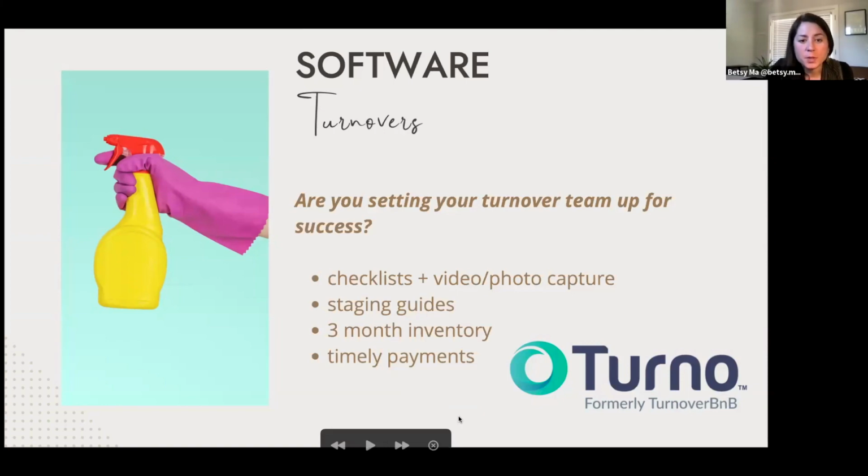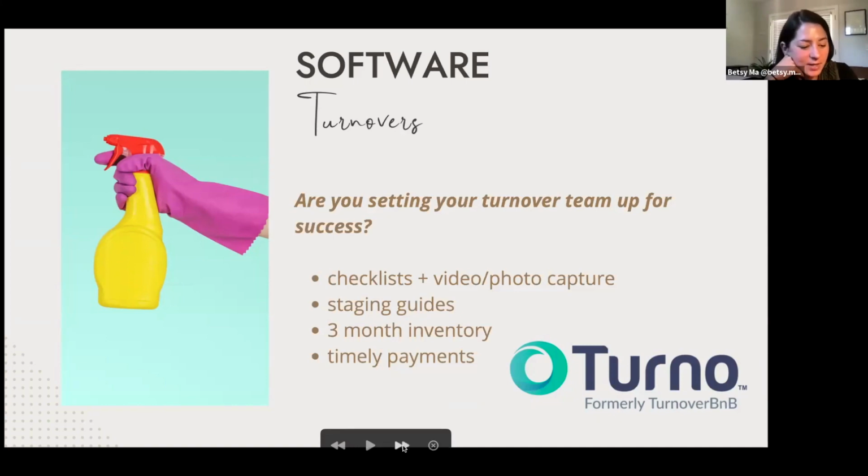If you're offering a special bar setup, like martini glasses, or if you have a beautiful barbecue, you're going to want to have extra steak knives too. You want to make sure you have extra, extra, extra on top of extra, and you want to be really timely in the payments to your team. I use Turno; they're a great resource for that.